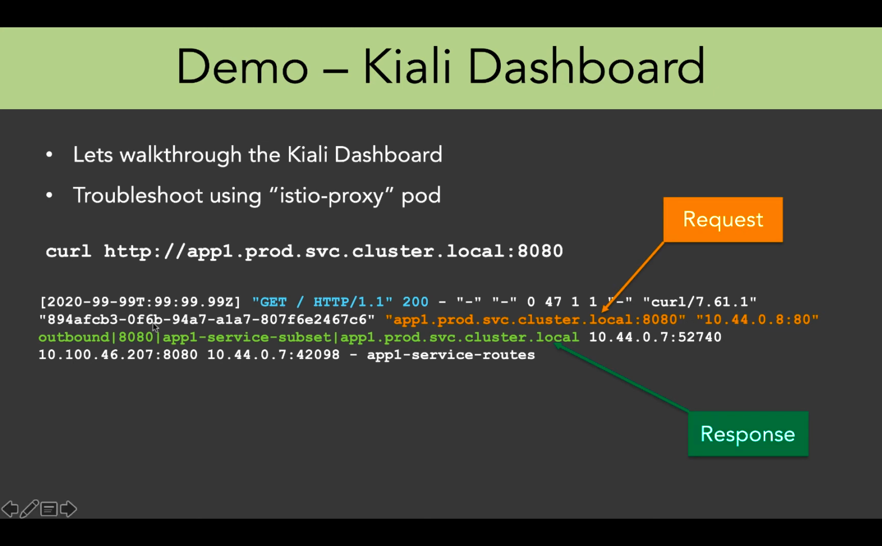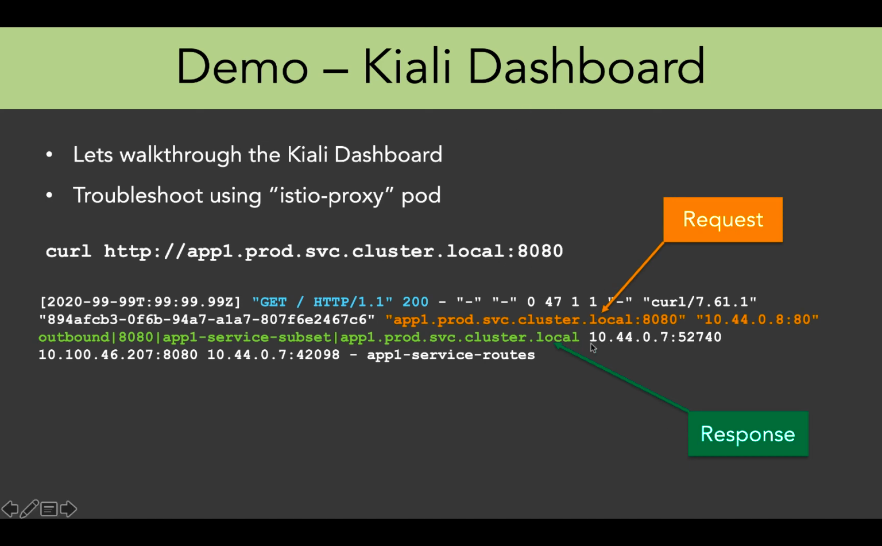So in response, from where the response is coming. The response is an outbound response. The destination rule is app1 subset, and then the service that we had used is app1.prod.svc.cluster.local. Now this last portion here is where we are getting the response in app2 pod.